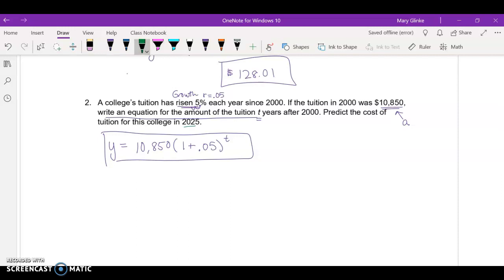So we have to be careful with year 2025. We want to know how far apart are 2025 and the initial year of 2000, how far those are apart. So what you can do with your dates here is you can go ahead and subtract the years. And so your time span in this one is going to end up being 25 years. So we're going to do 10,850, 1 plus 0.05 to the 25.